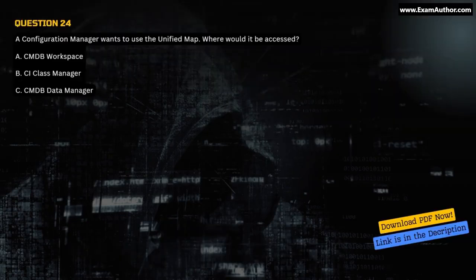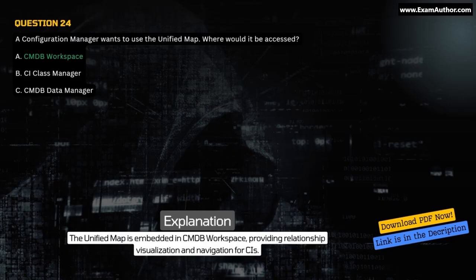Question 24. A configuration manager wants to use the unified map. Where would it be accessed? A. CMDB Workspace. B. CI Class Manager. C. CMDB Data Manager. Correct answer A. CMDB Workspace. Explanation. The unified map is embedded in CMDB Workspace, providing relationship visualization and navigation for CIs.